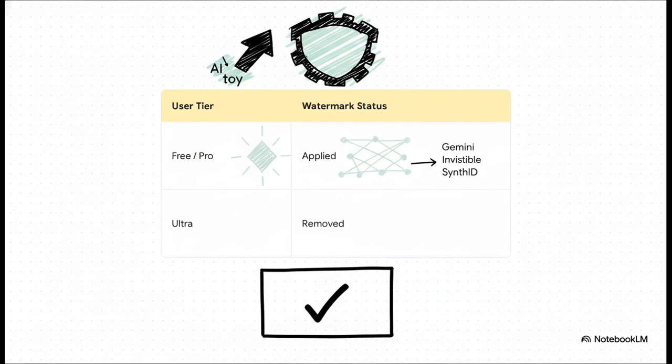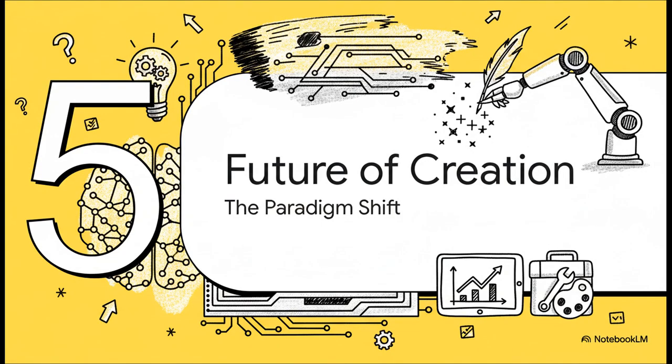That premium positioning even extends to watermarks. Now, every image has an invisible digital watermark called Synth ID to prove it was made by AI. But the visible Gemini Sparkle watermark? That only gets removed for the highest-paying Ultra subscribers. Google knows that professionals need a clean visual canvas for their final work, and they've basically turned that into a premium feature. So let's pull all of this together.